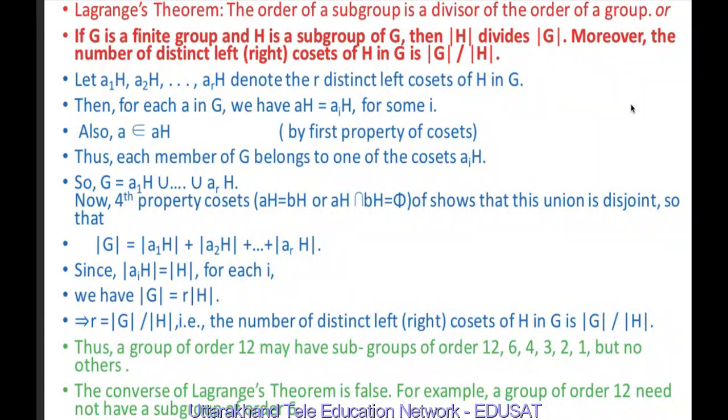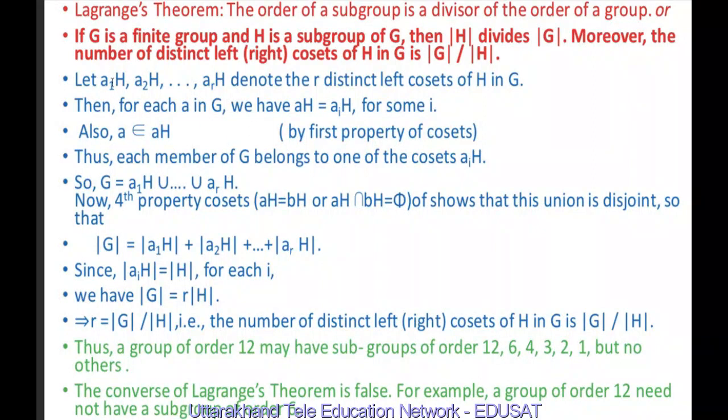So if G is a finite group and H is a subgroup of G, then the number of elements in H divides the number of elements in G, or the order of H divides the order of G. Moreover, the number of distinct left cosets of H in G is the number of elements in G upon the number of elements in H, or the order of G upon the order of H.